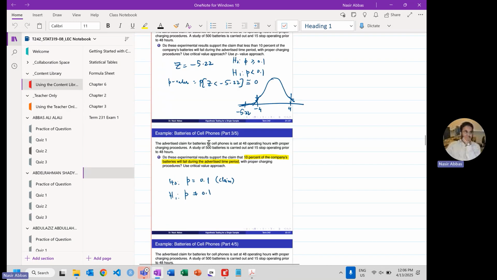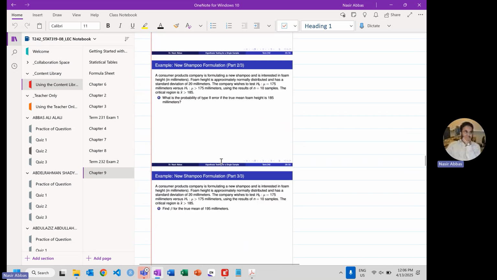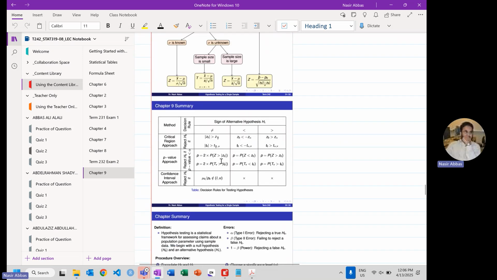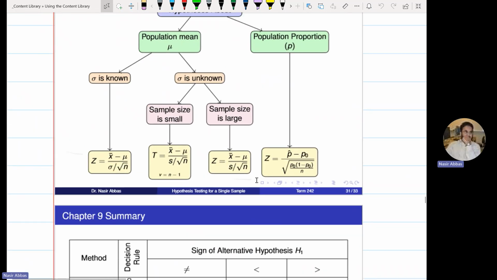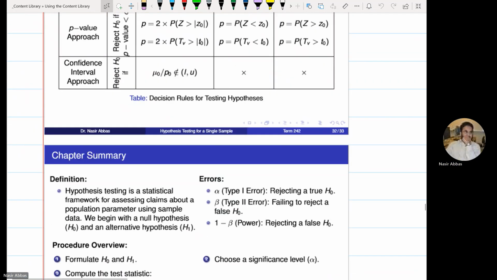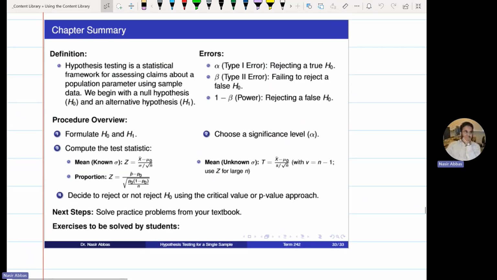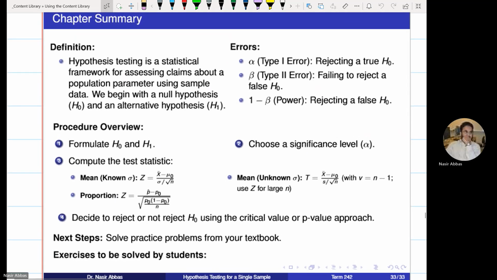To summarize chapter 9, let me go to the summary slide. Again, these 3 slides will summarize the whole chapter for us, specifically this slide. In this slide, it says that hypothesis testing is a framework for testing the claims about the population parameter using the information from the sample.